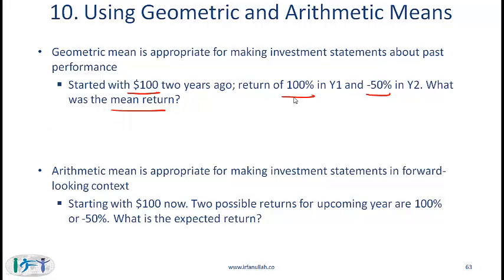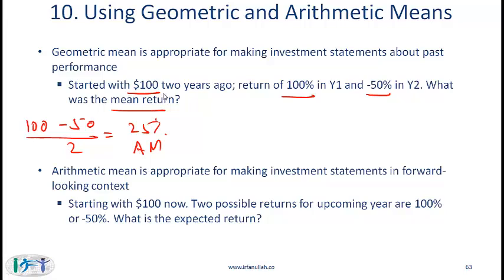If you simply take the arithmetic mean, then you will have 100 and then minus 50. So that is 50 divided by 2, which is equal to 25%. So the arithmetic mean is 25%.